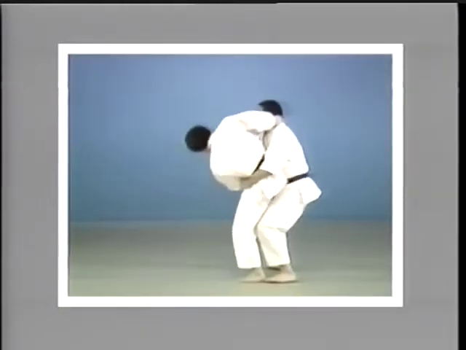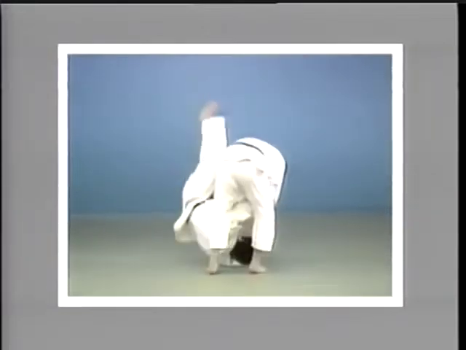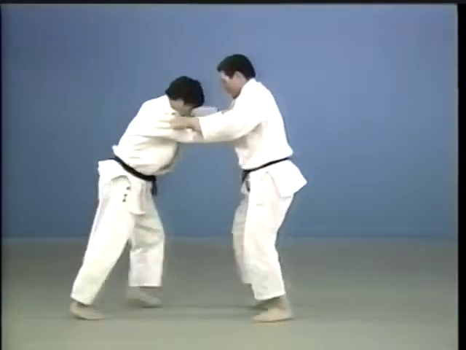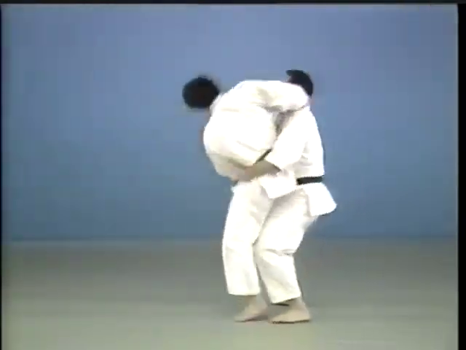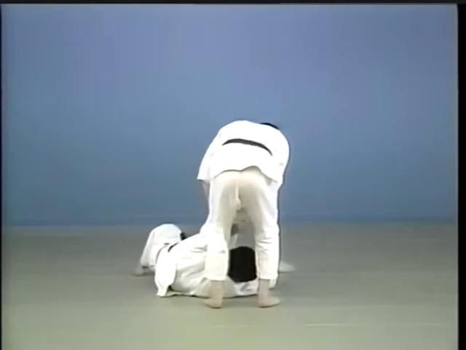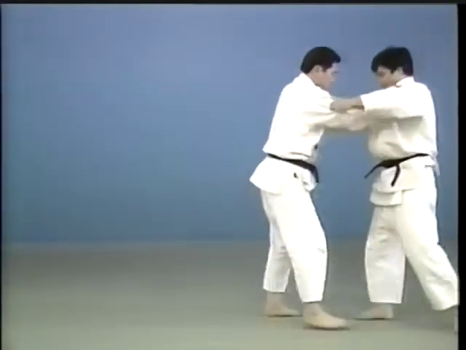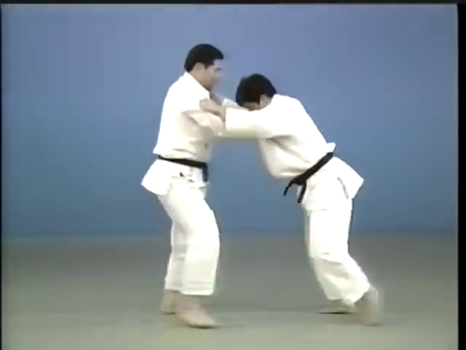Utsuri-goshi. Utsuri-goshi is a kind of technique used when your opponent attacks with koshi-waza, to raise him up and throw him on your hips. This is an Utsuri-goshi technique which originates from the opponent's Hane-goshi.